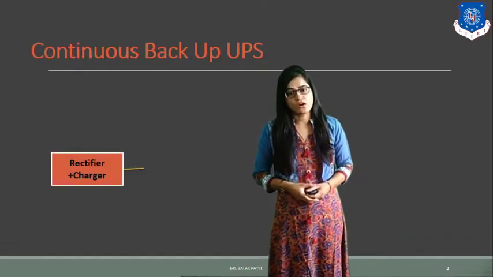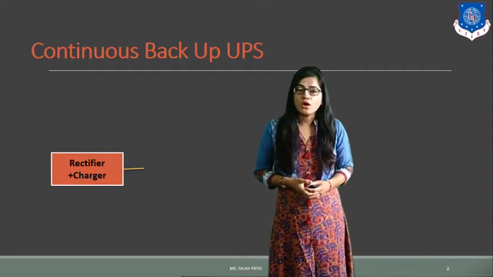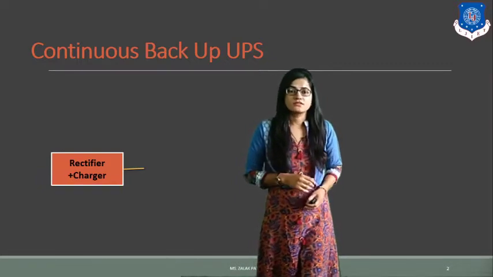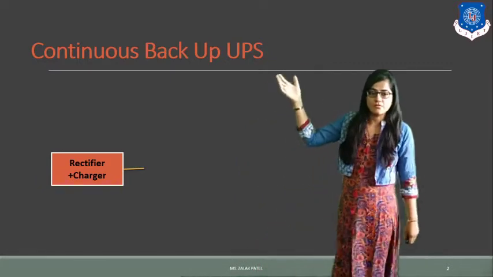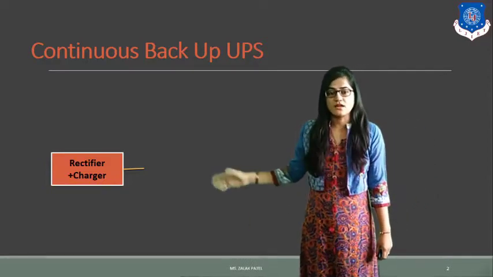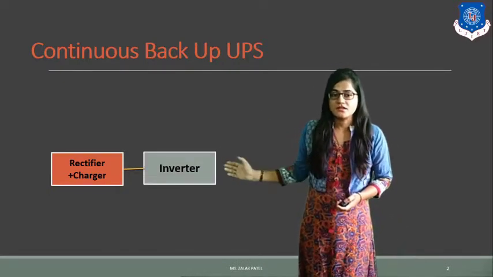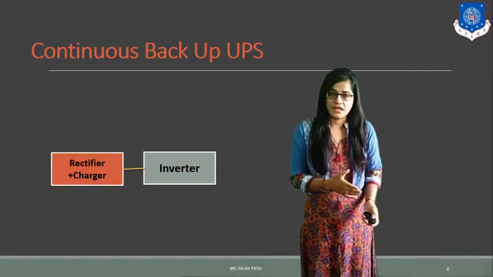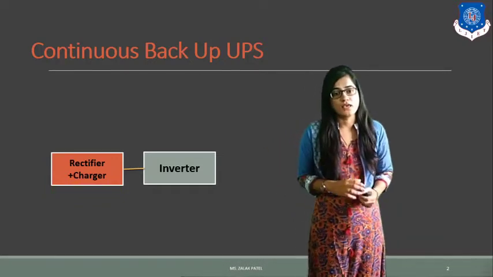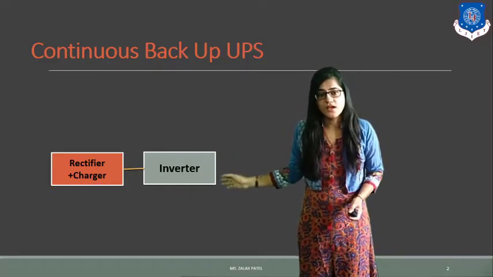First of all, let's talk about the continuous backup UPS. In the last session, we discussed the online UPS, or the inverter preferred UPS. In this session, let's talk about the continuous backup UPS. In this case also, the first block is the rectifier plus charger. The rectifier plus charger is used to save the energy, and then it is applied to the inverter. These two blocks are the same in the inverter preferred UPS and in the continuous backup UPS. So these two blocks are the rectifier plus charger and then the inverter.